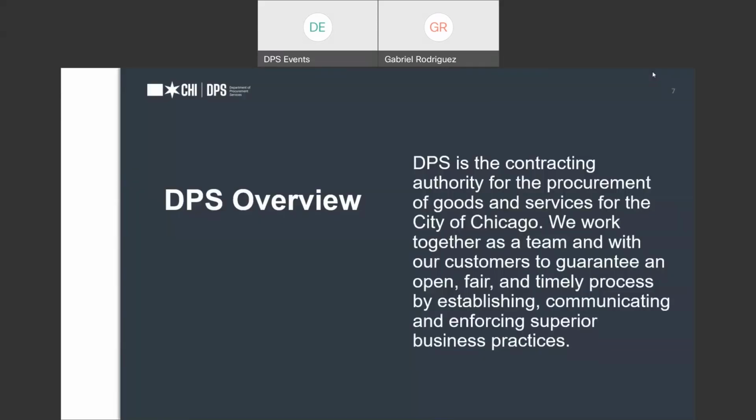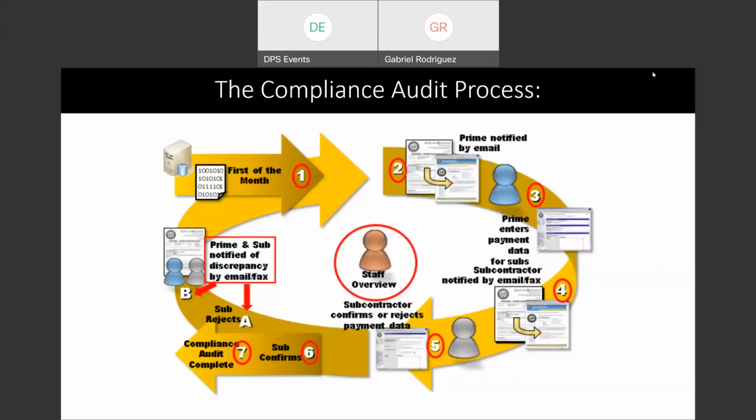Let's go with item number 1, roles and responsibilities. What you see here is an overview of what the intent compliance audit process is. It is all based off of a web-based application called B2G, also known as Certification and Compliance, also known as C2.